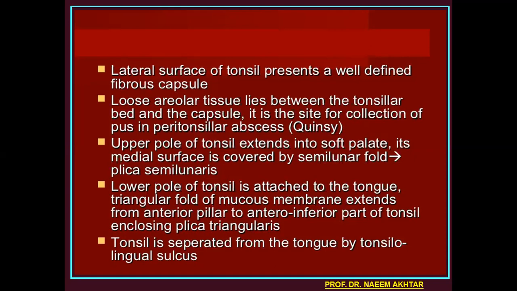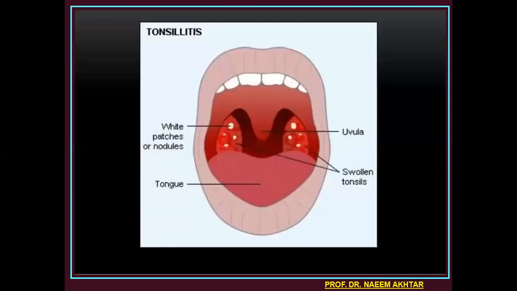Triangular fold of mucous membrane extends from anterior pillar to anterior part of the tonsil, enclosing the plica triangularis. Tonsil is separated from the tongue by tonsillolingual sulcus. This figure shows you the palatine tonsils, two lymphoid structures present in the lateral wall of the oropharynx.